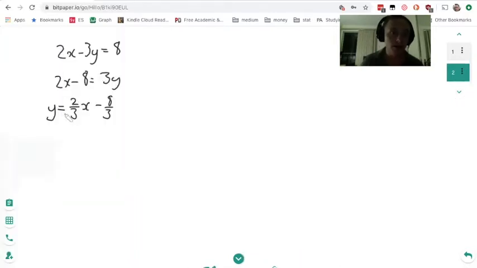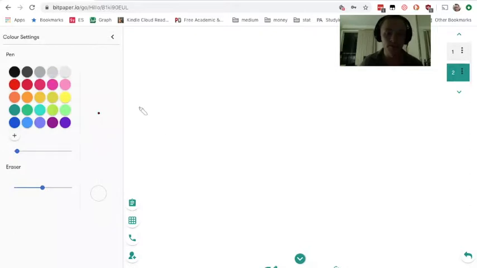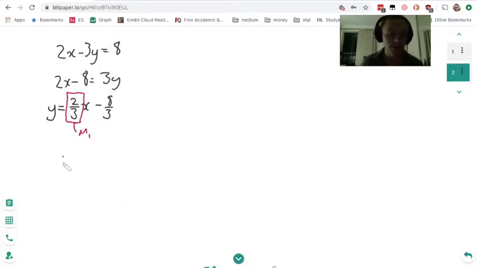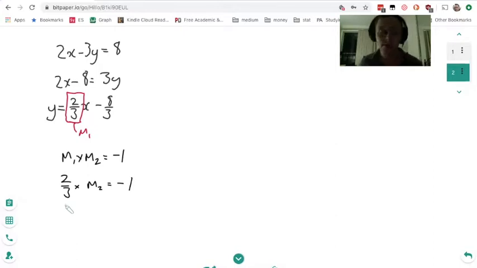There we go. Let's recognize that this here is the gradient of my first line. We could call that M1. What I would like to do is find M2, knowing, as I said before, M1 times M2 equals -1. So let's put that in. 2 on 3 times M2 equals -1. I'll multiply both sides by 3, divide both sides by 2. So M2 equals -3 on 2.